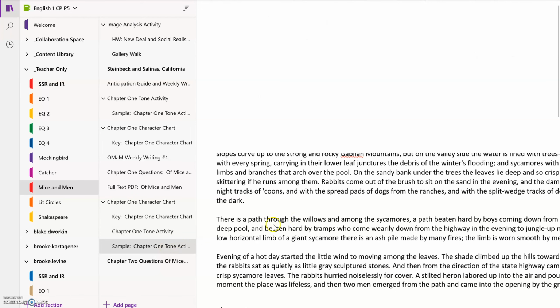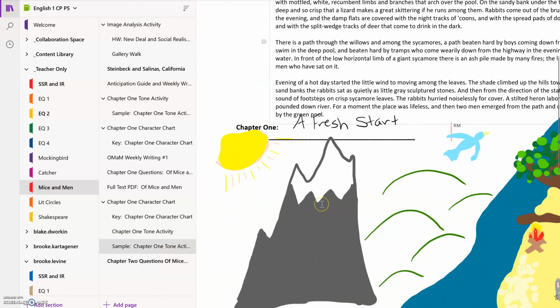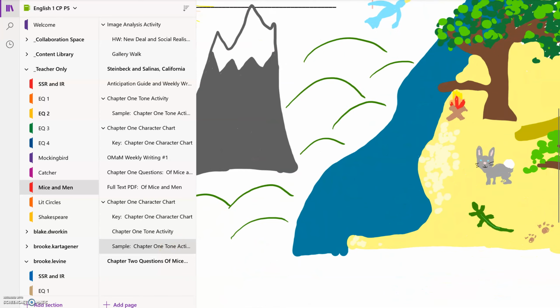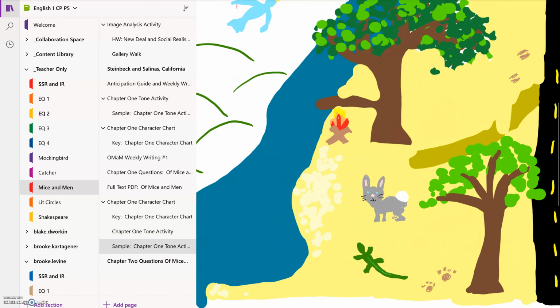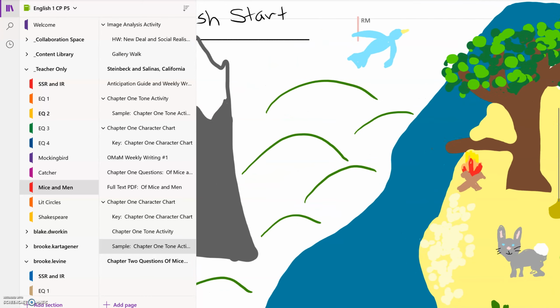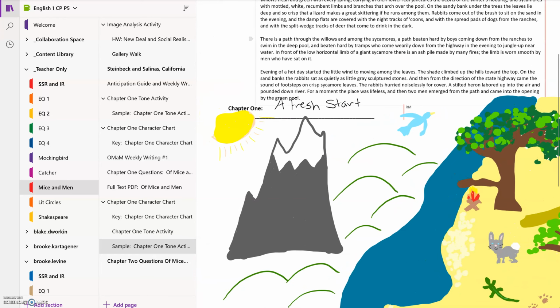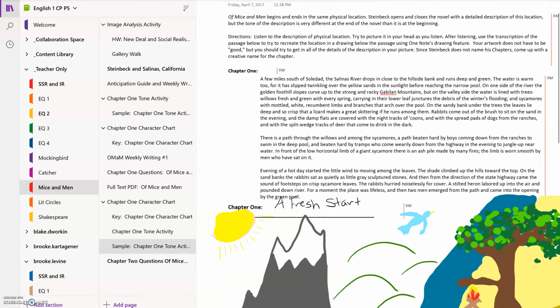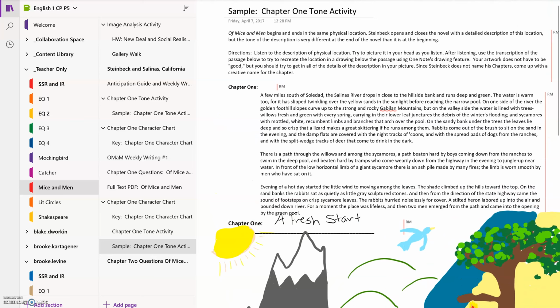So, for example, here's what somebody else did. They called it A Fresh Start, and look at that nice little picture. There's a bunny rabbit, and there's the sycamore tree with the branch, and the mountains, and the river. Very nice, relaxing. So that's activity number 2, the tone activity. If you don't finish that, it will be homework.